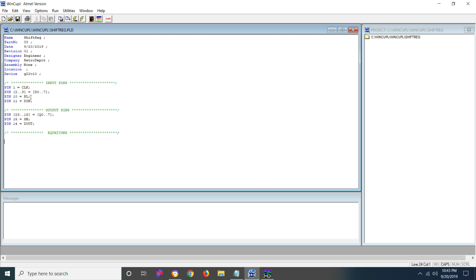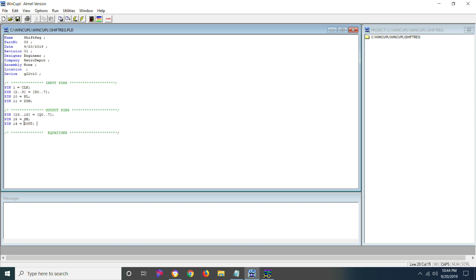Pins 2 through 9 are our data pins, so data 0 through data 7. Pin 10 is going to be our parallel load pin, and pin 11 is going to be our data in pin. Now for outputs, we have pins 23 through 16, which are going to be Q0 through Q7. Those are mostly just used to hold the status of the register, if you will. They're not needed as outputs, although you could use them.